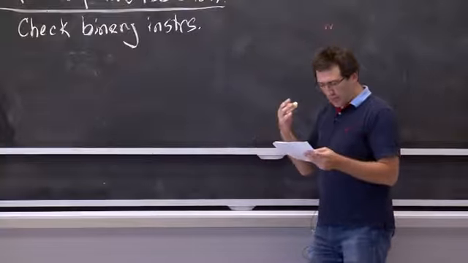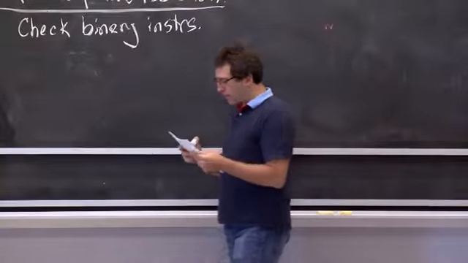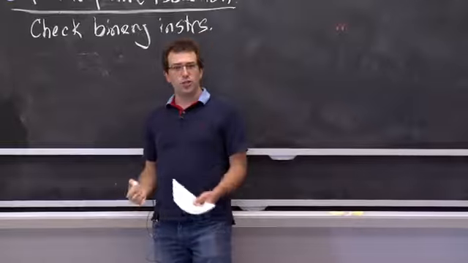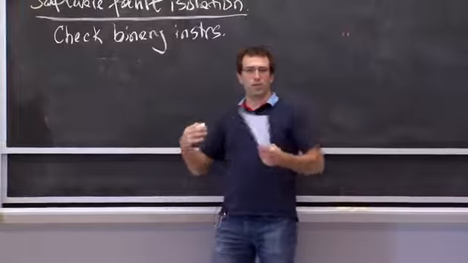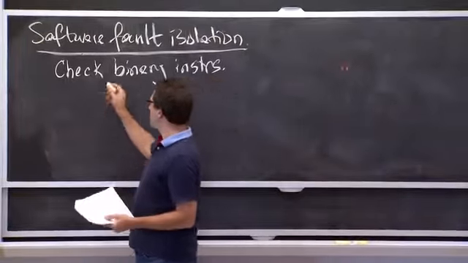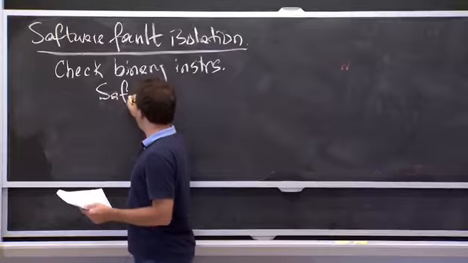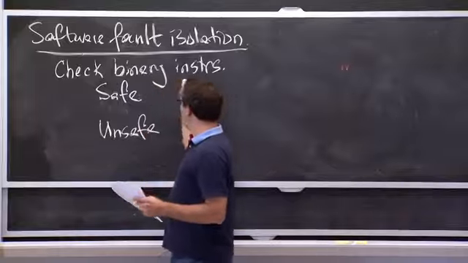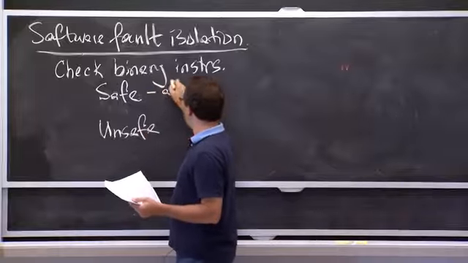So we'll talk about exactly what this means. But roughly, what they're going to do is look at pretty much every instruction in the binary code that is served up to the browser. And they're going to decide that particular instructions are going to be safe or unsafe. So what do they do for safe instructions? Well, they're just going to allow them.